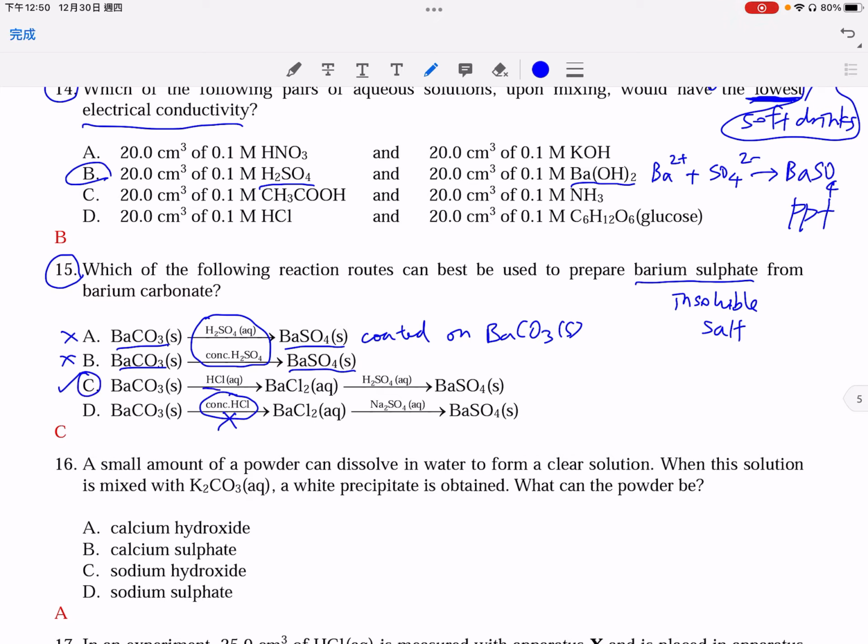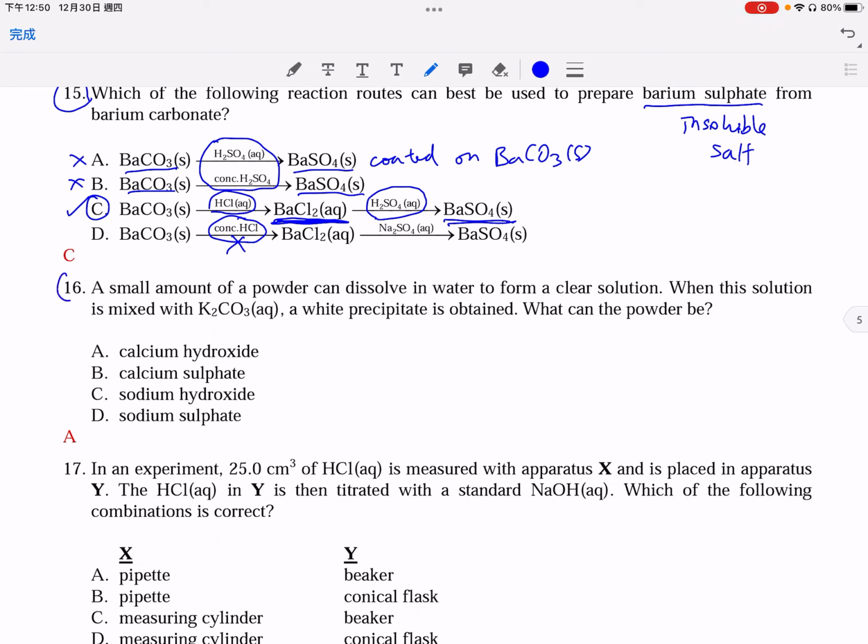Because in the first step, you change the barium carbonate into barium chloride solution. It is an aqueous solution. And then later on, you mix it with another solution that contains the sulfate ion, and you will get the insoluble barium sulfate. Question number 16.